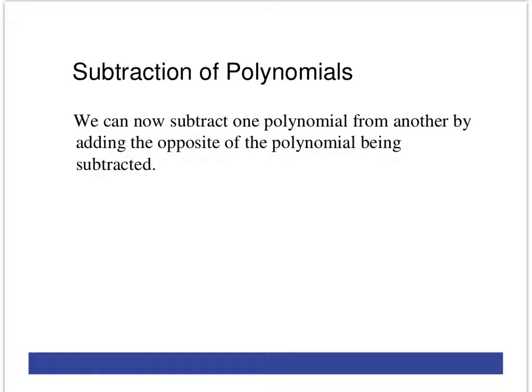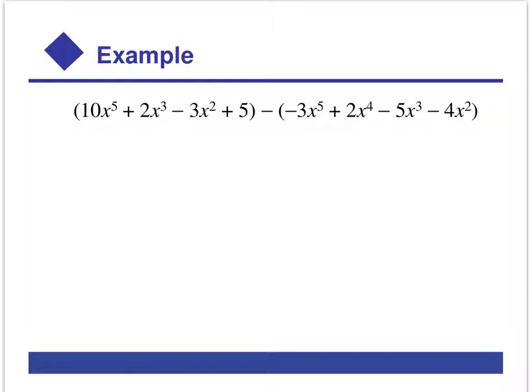Alright, subtraction of polynomials. You're just going to find that we're going to add the opposite of the polynomial being subtracted. It'll make sense. So the first thing you do is you write everything down that's the same, or the first set of parentheses comes down just like it is.